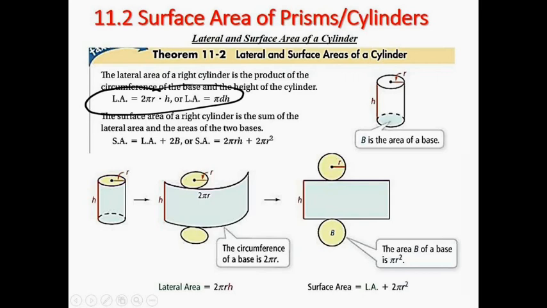Surface area is very similar to that of the prism. Surface area equals lateral area plus 2 times the base area. Or we can just think of it as 2 pi r h plus 2 pi r squared. This is kind of a more streamlined way because you're dealing with radius throughout. But it's the same formula as what we saw for the prism.